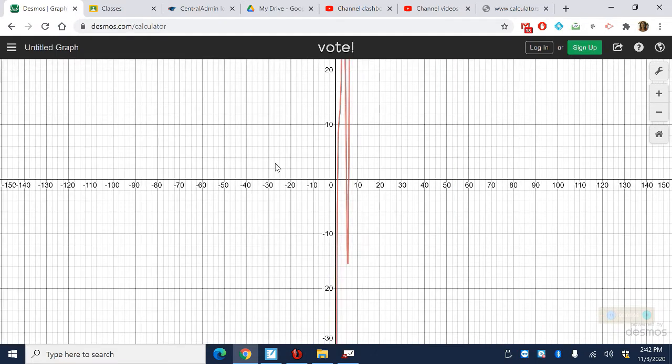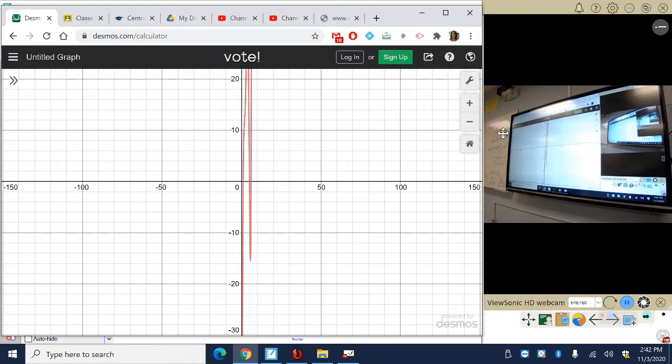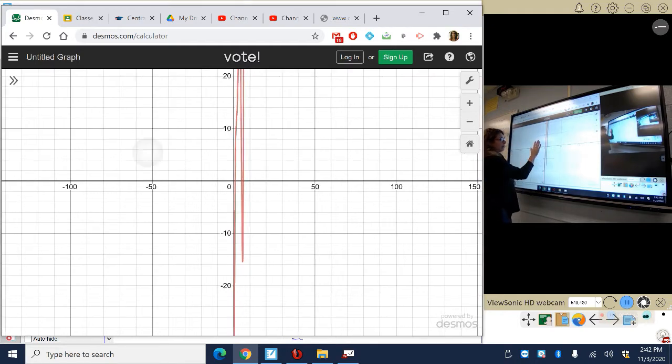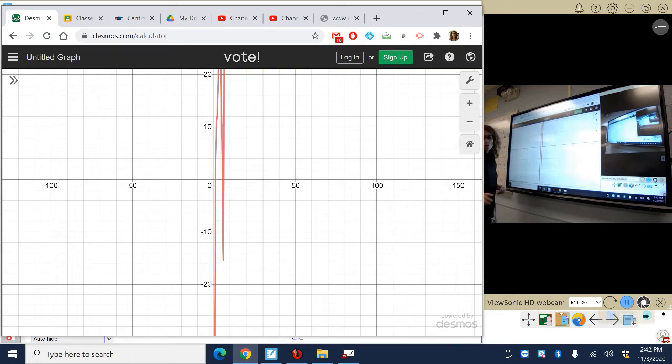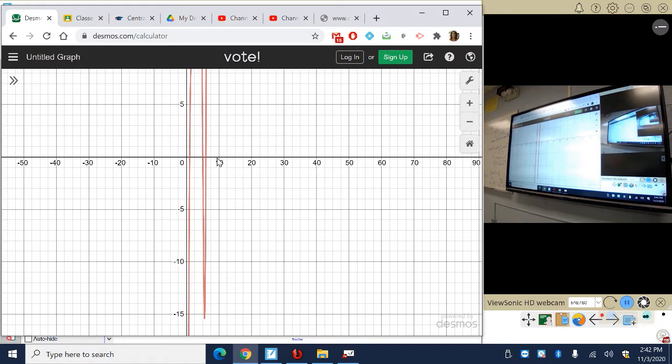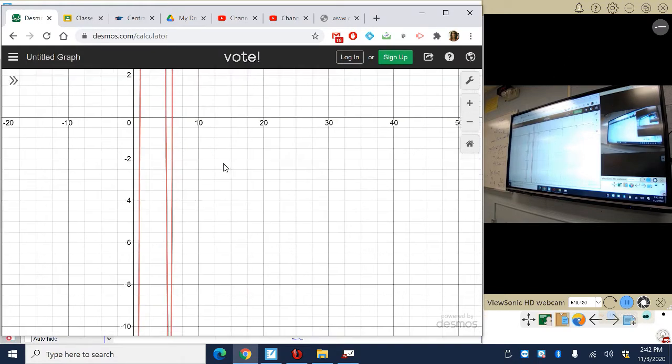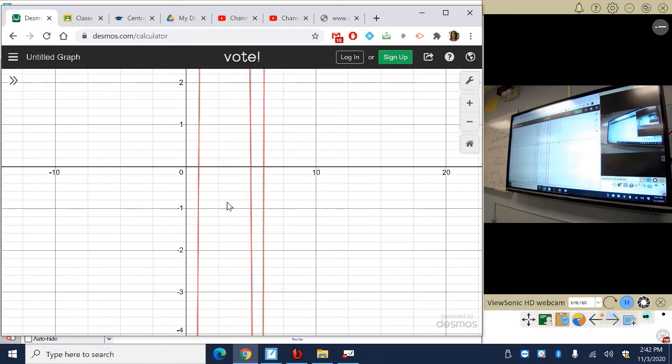Now, why is this important? Do you see all your positives there? Since you can see all your positives right here, I don't need to see any of the negative graph at all. I don't need any of this. So I can actually change this, and I can zoom in. I can just keep on zooming in so that I can see this a little bit better. And if I click on my graph then, 6, 5, and 1 seem to be my roots.